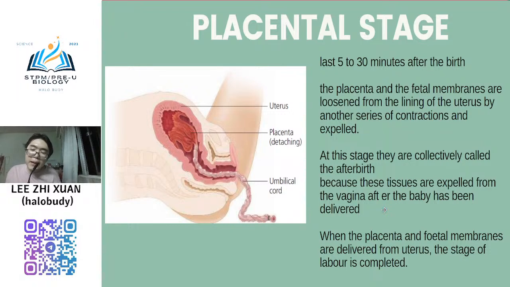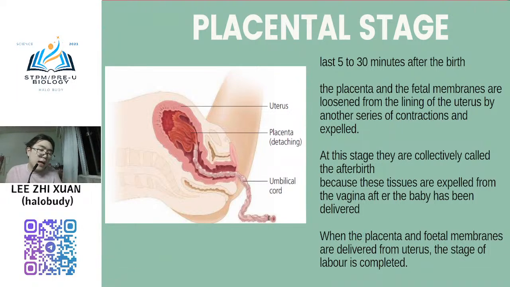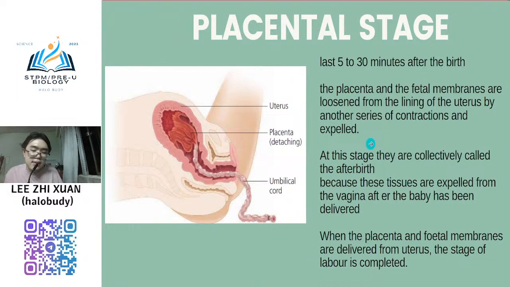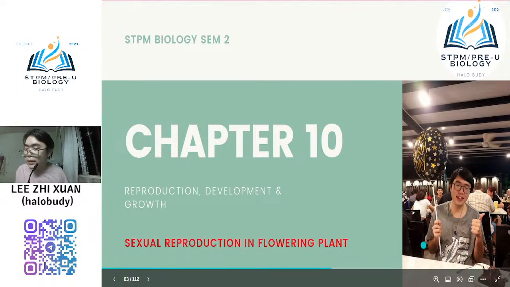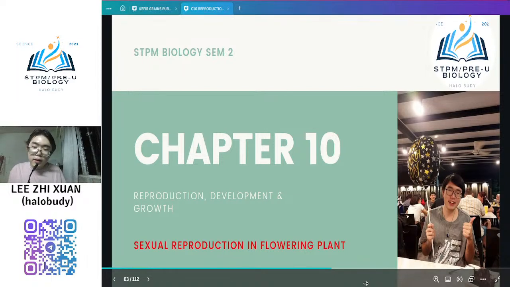So when the placenta and the fetal membrane are delivered from the uterus, the stage of labor, or parturition, is complete. So these are all the 3 stages of parturition, or what we call labor. In general terms, it is the birth process. Okay, so that's all for sexual reproduction in human.